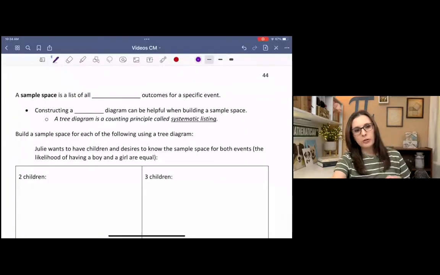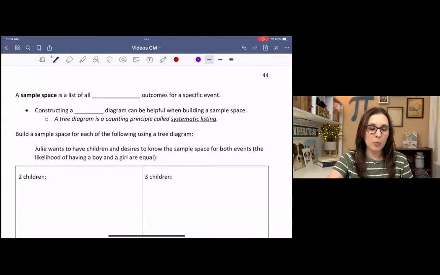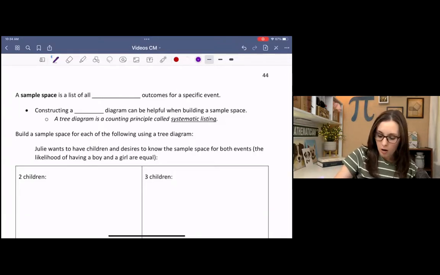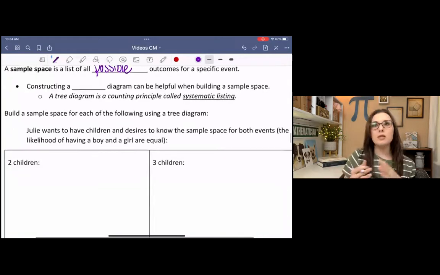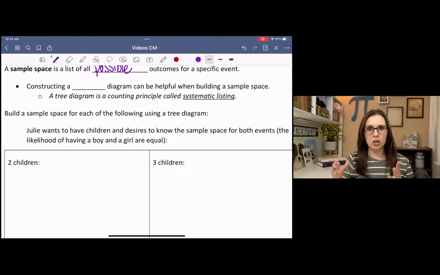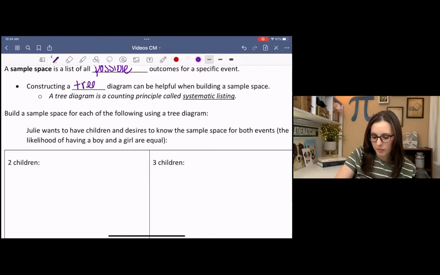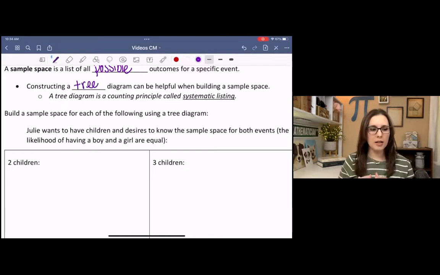Hey y'all, in this lesson, we're going to practice building a sample space with a tree diagram and then using that to find probability. You might remember from some of my previous lessons, a sample space is a list of all possible outcomes for a specific event. And sometimes this can get a little convoluted if there's a lot of different types of combinations or subsets of a set. So constructing a tree diagram can help us organize that.